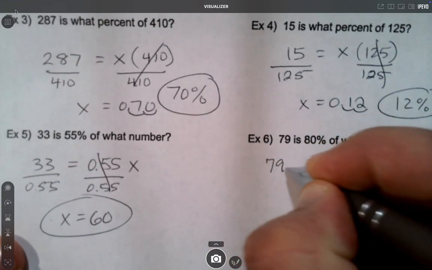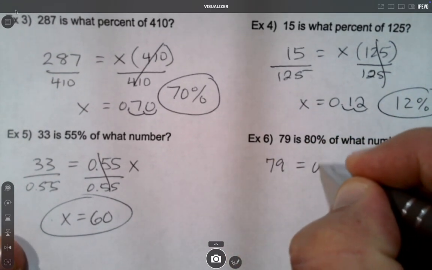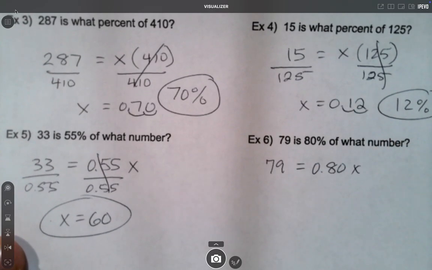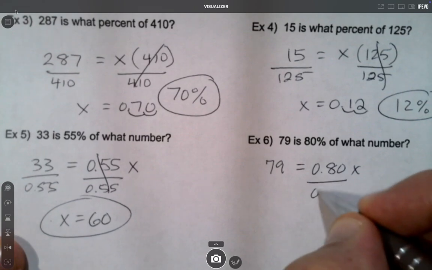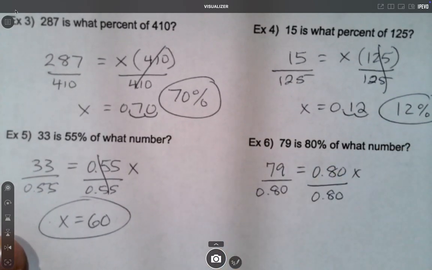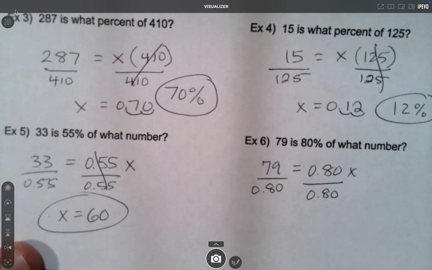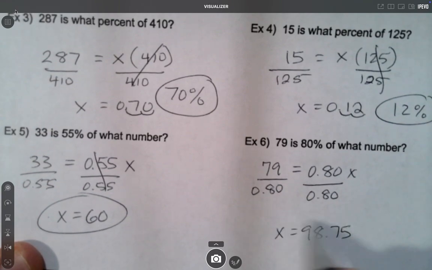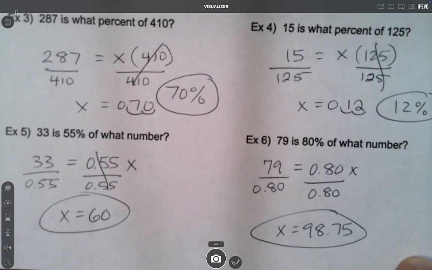79 is 80%. We've got to change it to the decimal form, of what number? So we divide both sides by 0.8. And 79 divided by 0.80 is 98.75. Okay, and that's the whole lesson.